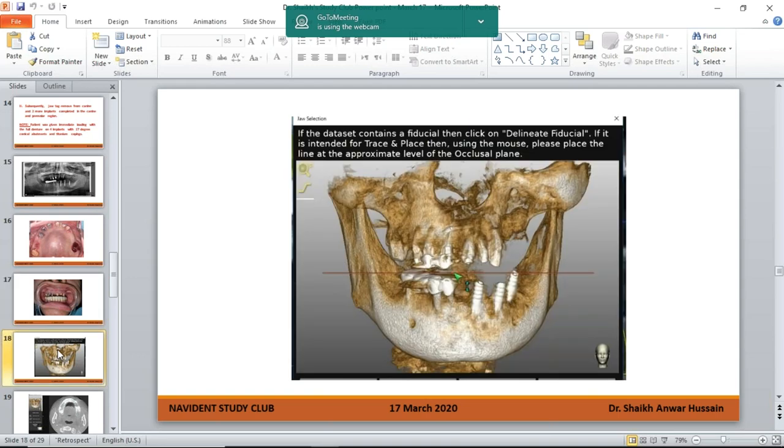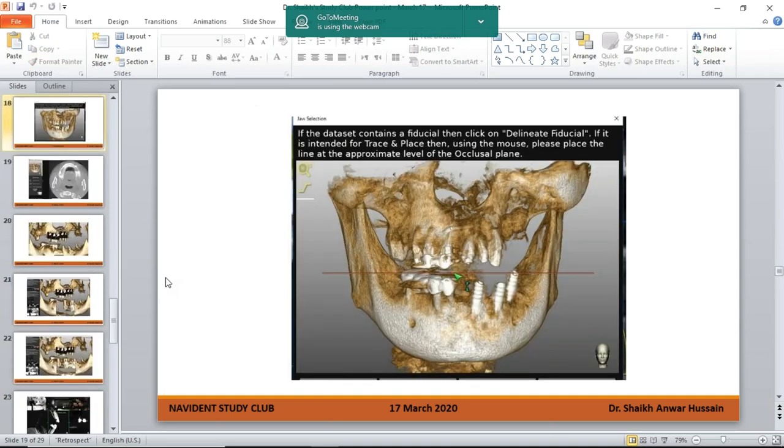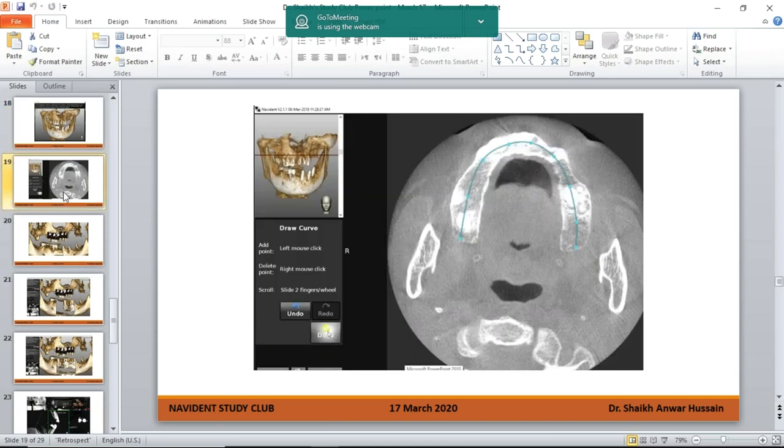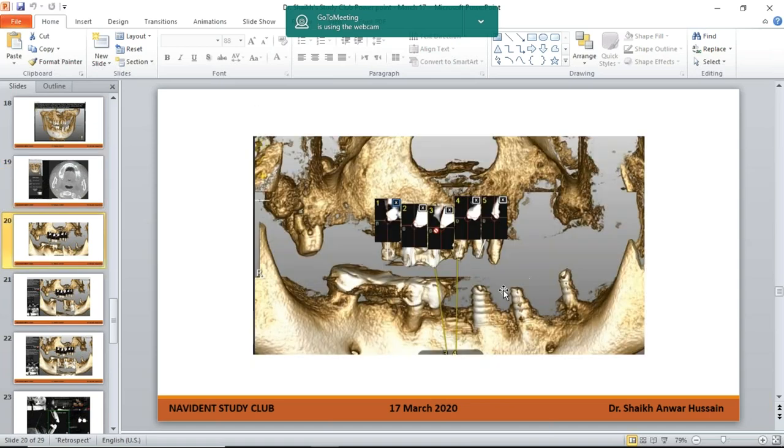This is after I took the cone beam CT and transferred it to the Navident software, wherein I go for planning of the upper jaw, the usual protocol, getting the panoramic curve done, and identifying the five teeth. Mind you, I have identified all the other five teeth except the canine, which I was going to use for a jaw tracker.